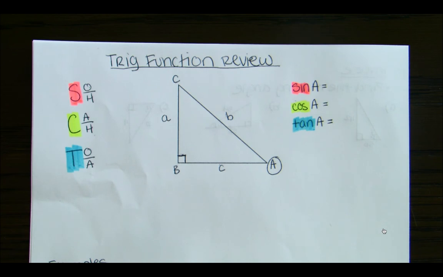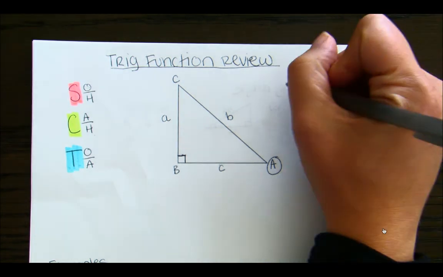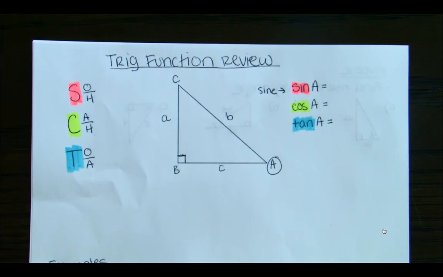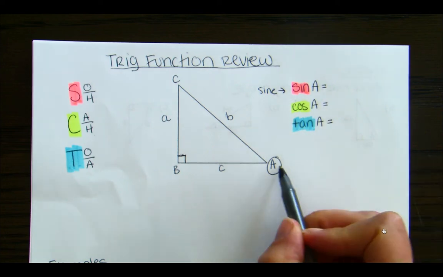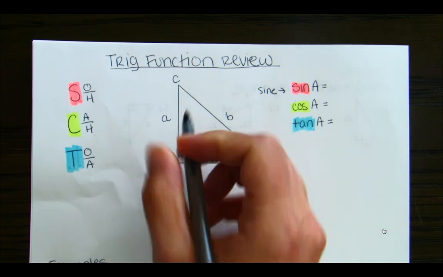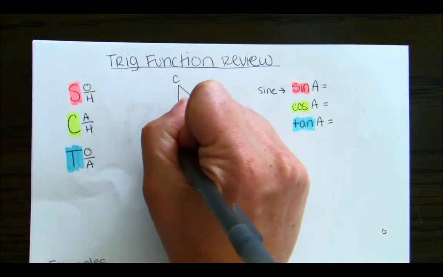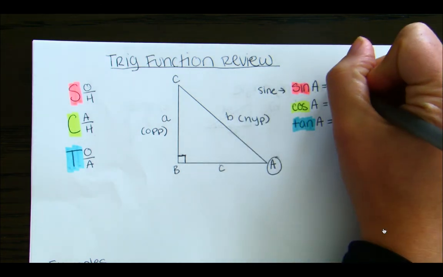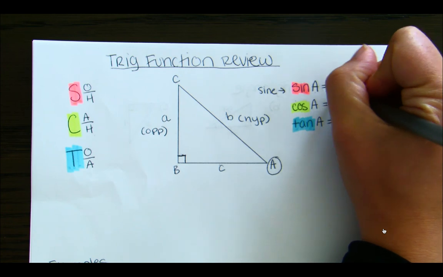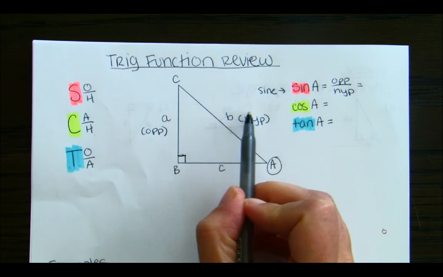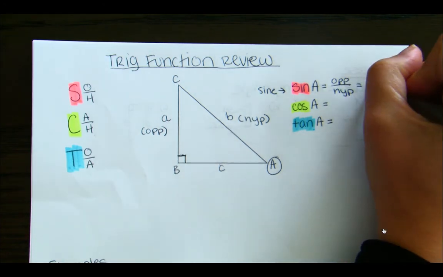So if I'm looking for sine, which by the way, we write as S-I-N, but sin is the short form, so we're still just saying sine. So sine of my angle A is always going to be my opposite over my hypotenuse. And in this case, that would be A over B. So I'm going to write the fraction as A over B.